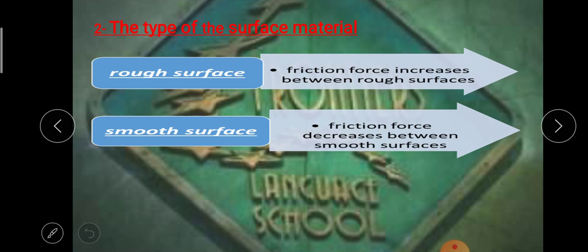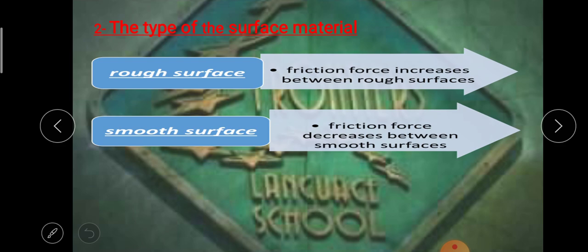If I have a ball, and I kick it first on the sand and second on a ceramic, which one will make more friction? Yes, on the sand, the ball will make more friction. It will touch the sand more than it will touch the ceramic. So on the rough surface, the friction force increases, but on the smooth surface, the friction force decreases.